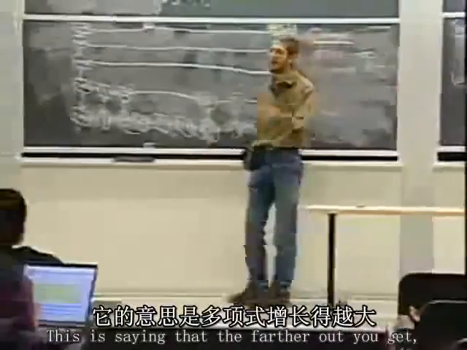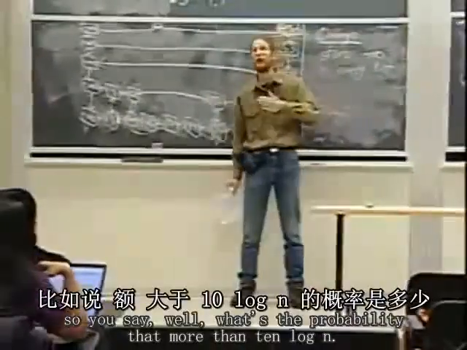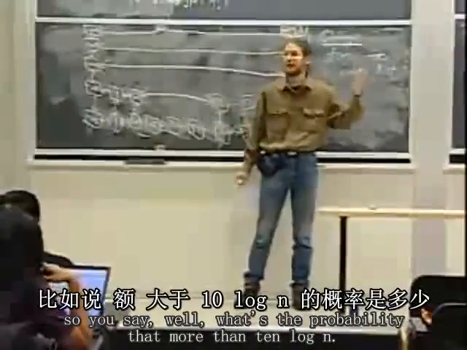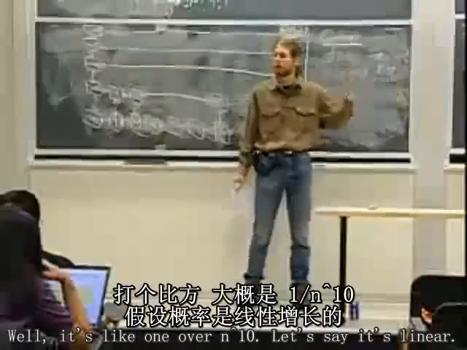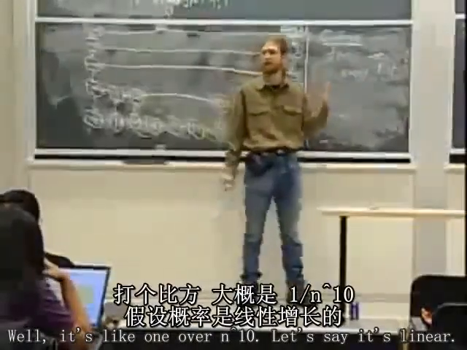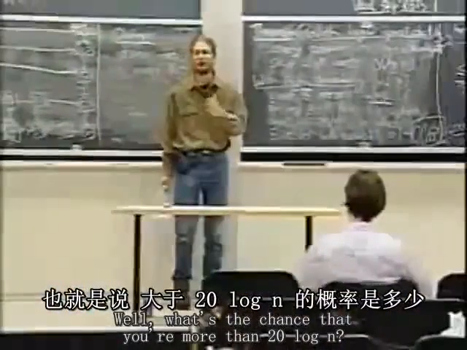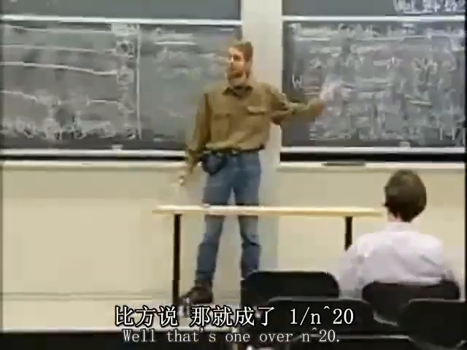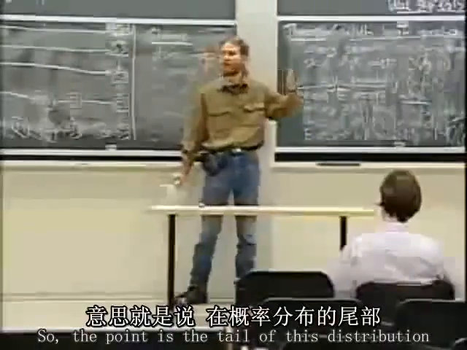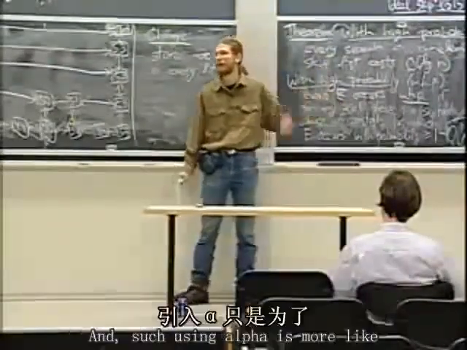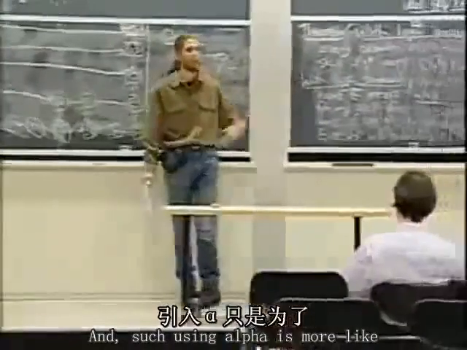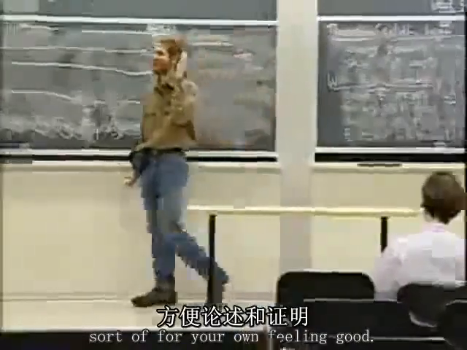This is saying that the farther out you get, we say, well, what's the probability that I'm more than 10 log n? Well, it's like 1 over n to the 10. Let's say it's linear. Well, what's the chance that you're more than 20 log n? Well, that's 1 over n to the 20. So the point is the tail of this distribution is getting really small really fast. And so choosing alpha is more like for your own feeling good.